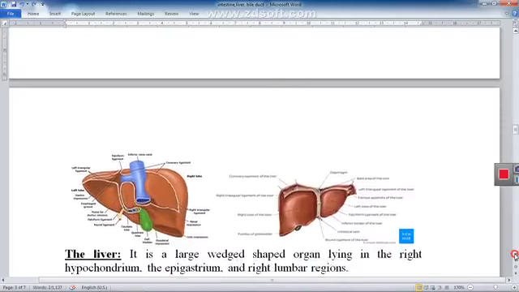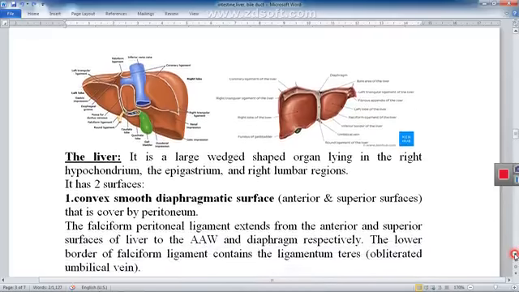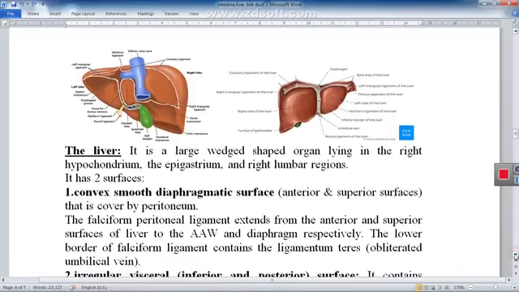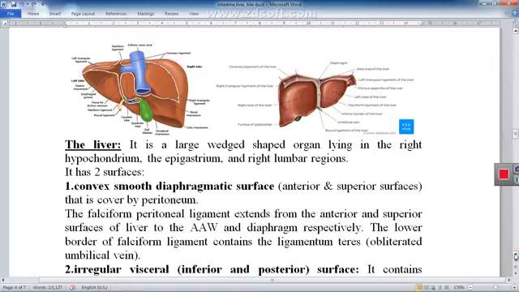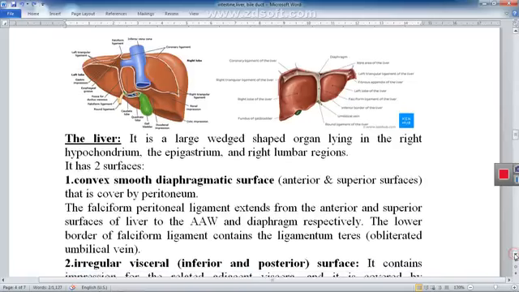This is all in consideration of the large intestine. And now I will talk about the practical aspects of the anatomy of the liver.